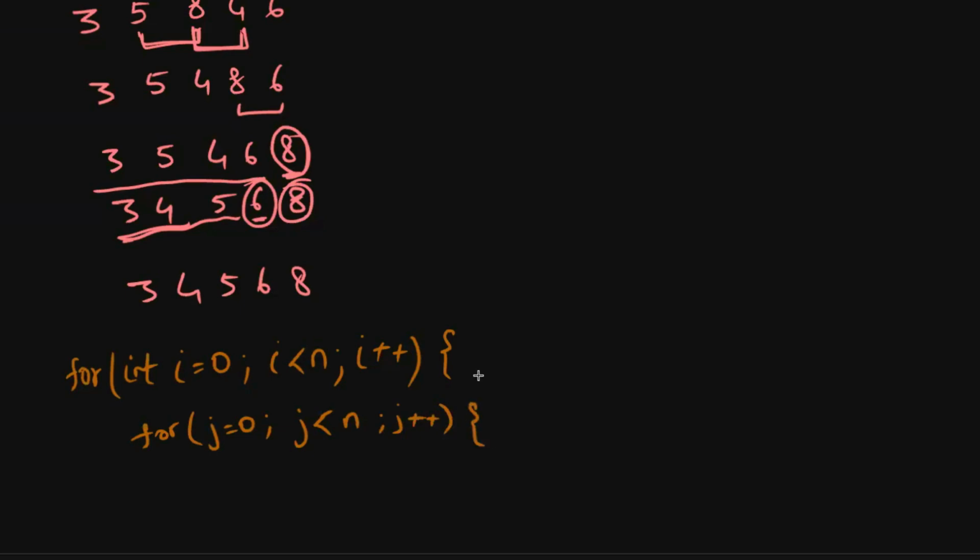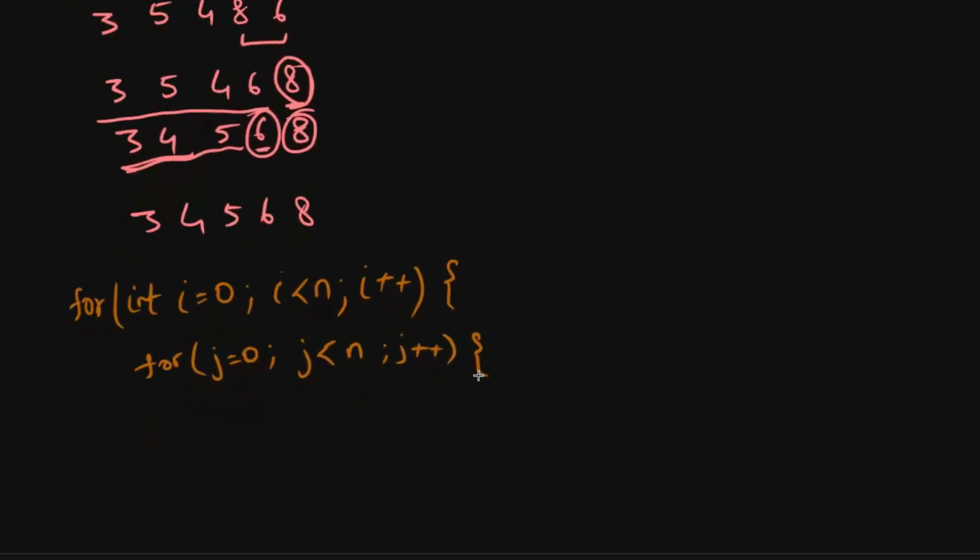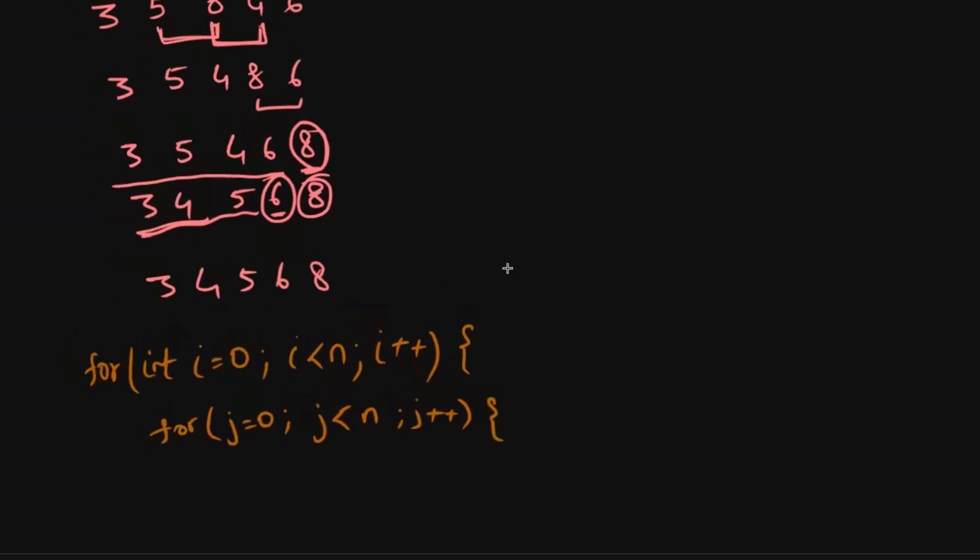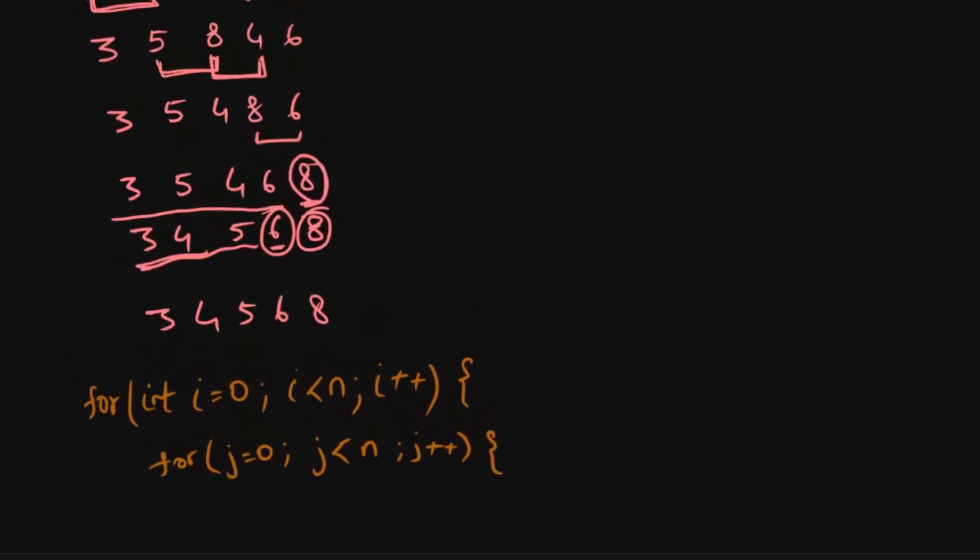What would happen with this scenario? We are running this loop 5 times, and every time we are running it 5 times. 5 into 5 would be 25. For every one element we are running 5 times, that is why this becomes 25. And that's why our time complexity is O of n square. Whenever you have a nested for loop, you will end up getting the time complexity of O of n square.